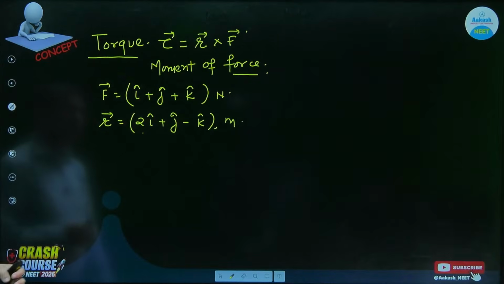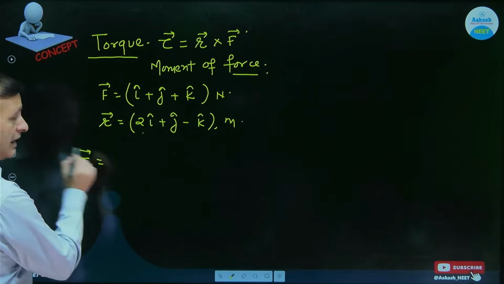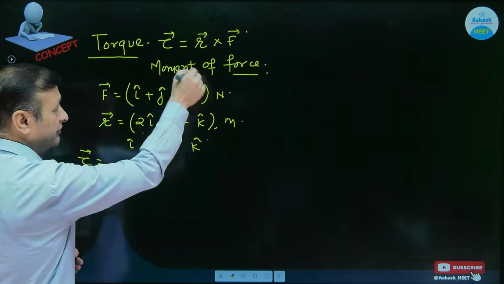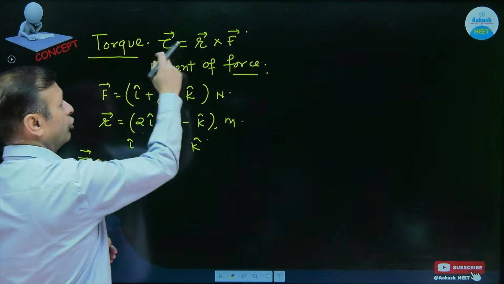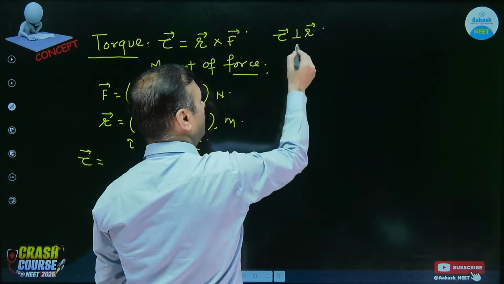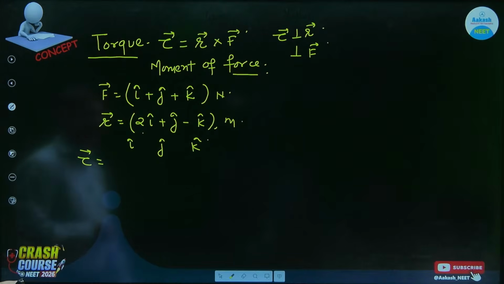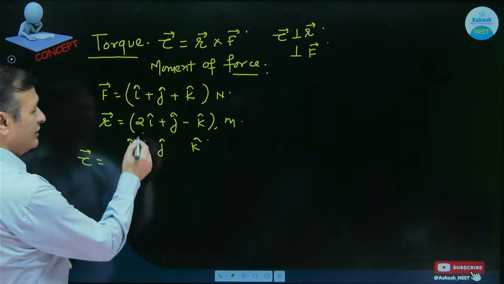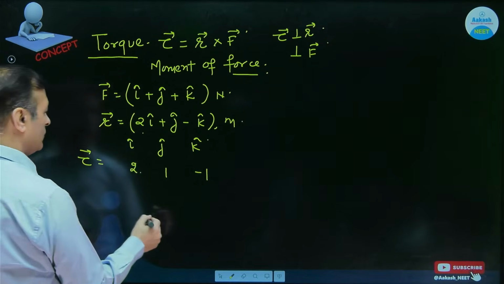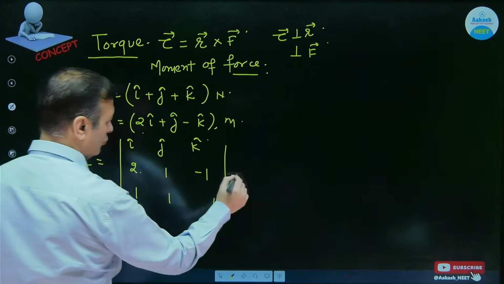Now I have to find out torque. So we define torque as R cross F, so we simply go by the cross product method. So we know this is a cross product. Torque is perpendicular to this vector R, and it is also perpendicular to the F vector. So i, j, k, R cross F, so this is 2, 1, minus 1 and F is 1, 1, 1. So how will you find it?